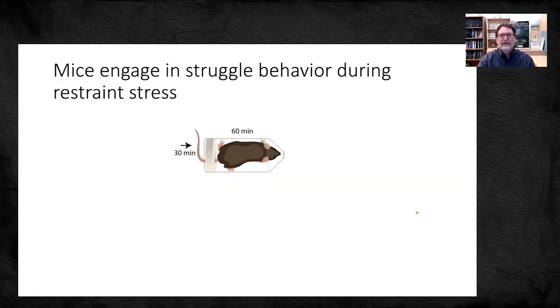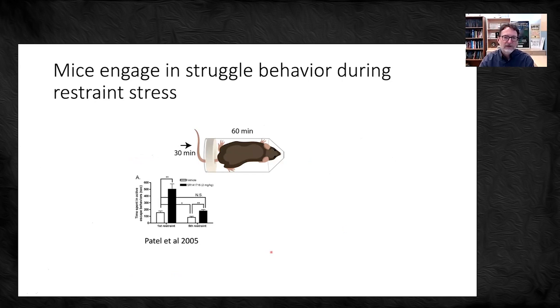So what is happening during restraint stress? The animals really have two choices that they can engage in during restraint stress. They can either struggle, engaging in physical bouts of activity, likely aimed at escaping, or they can be passive and remain still. And so in the early 2000s, this was described as an active and passive coping approach that the animals could take.